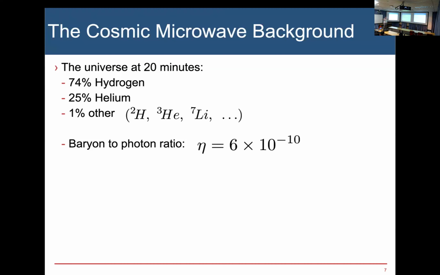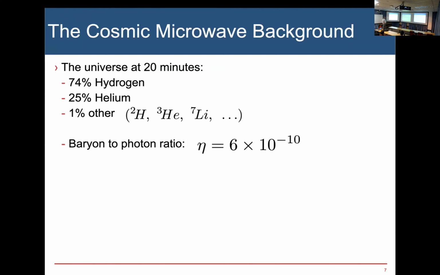The sort of epochs in the history of the universe. 20 minutes after the Big Bang, a lot has happened. Big Bang nucleosynthesis has basically been and gone. The universe is 74% hydrogen, 25% helium by mass, and 1% a bunch of other stuff.